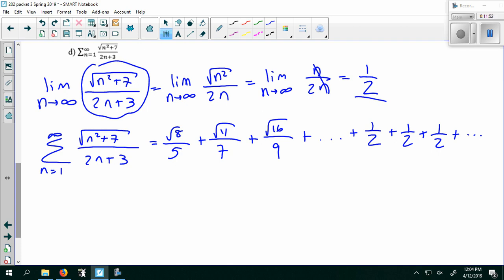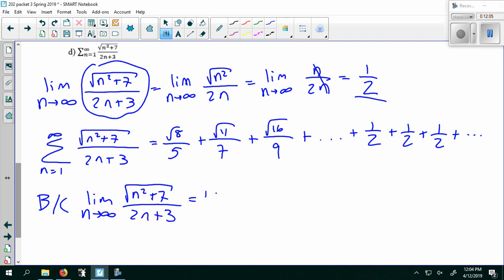So because the limit as n goes to infinity of the terms equals a half, not 0, the sum diverges by the test for divergence.